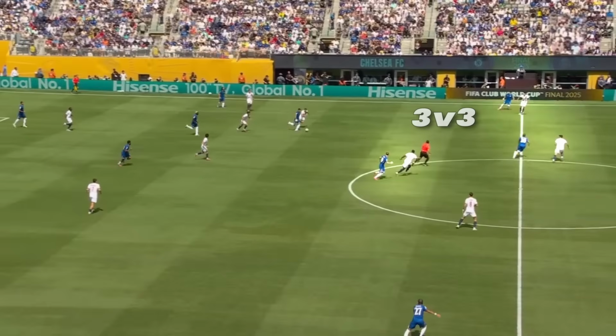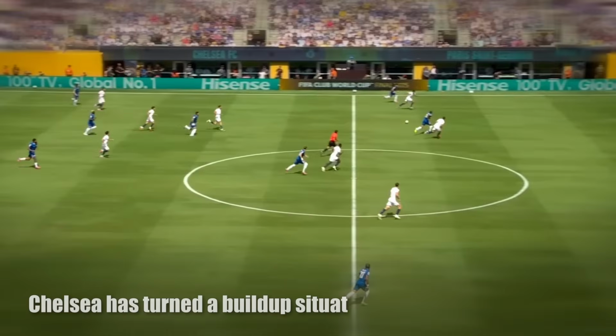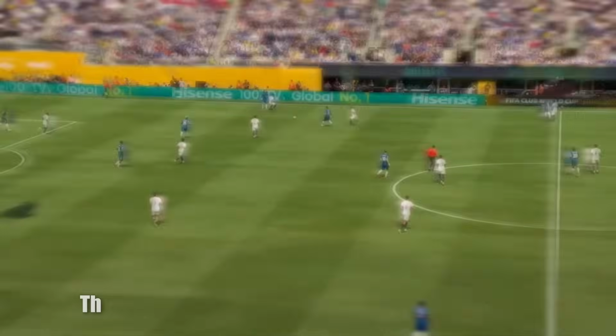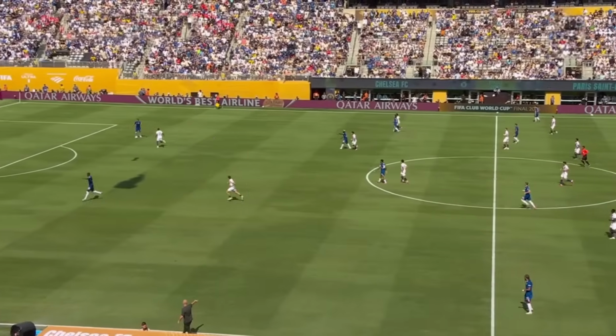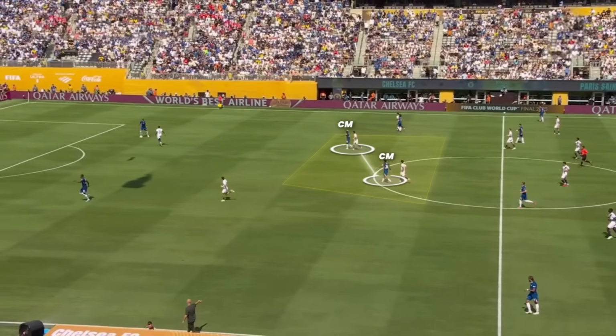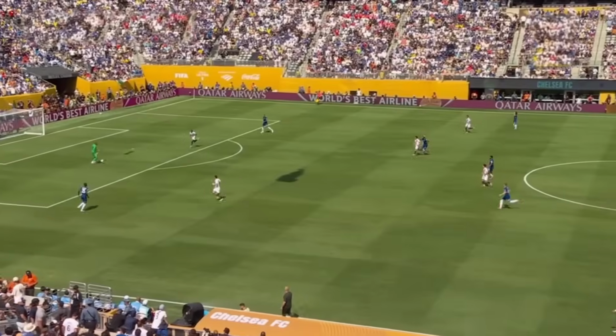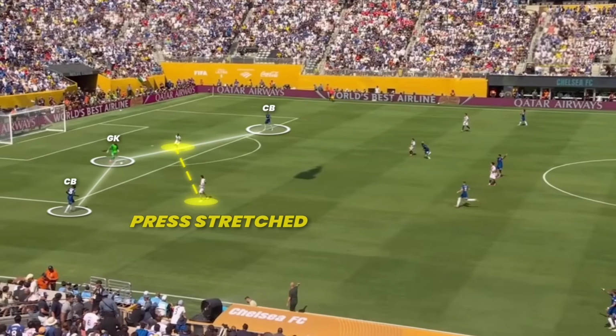Now it's a 3 vs 3 against a vulnerable back lane, and Chelsea has turned a build-up situation into a potential attack. The same idea was tweaked in another sequence. Here again, it's the narrow double pivot to make the opposition midfield narrow. The creation of a back three stretches the first line of press, opening gaps for the keeper to exploit.